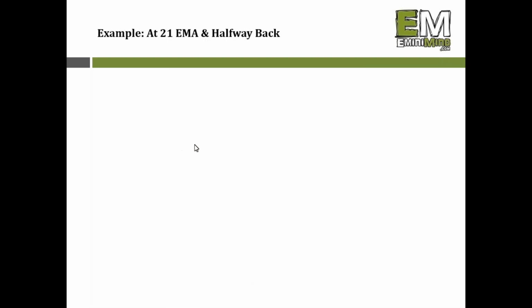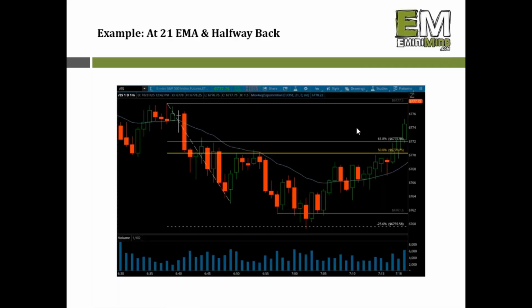So a couple of examples of the best places to take some of these trades. If you use a 21 exponential moving average or a halfway back, you can look, this is an example from the other day where the market was trending down. You don't really have to have the 21 on there to identify that if you just look at swing high, swing low, lower high, lower low, lower high, lower low. So you can easily identify the trend just by spotting those swing highs and swing lows. The 21 is just a helpful visual.